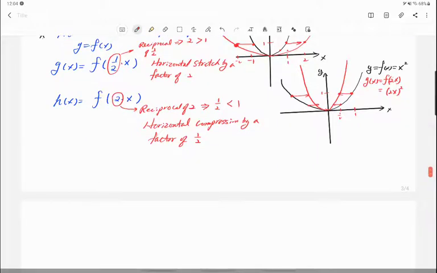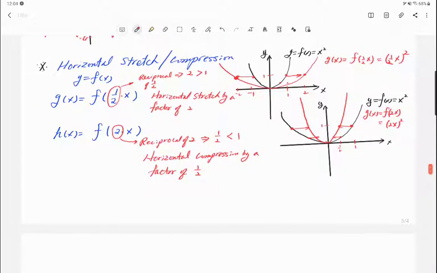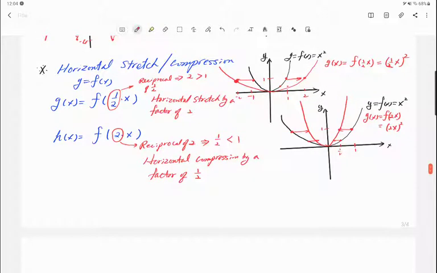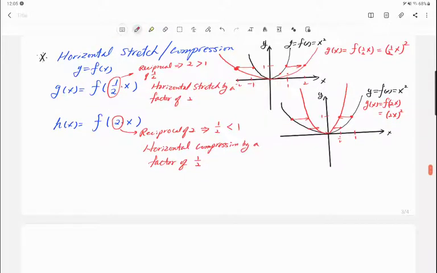So if x is multiplied by 2, it looks like x is increased horizontally, but no. The x is compressed by a factor of the reciprocal. If x is multiplied by 1/2, it looks like the x value is reduced, right? But actually it is a horizontal stretch by a factor of the reciprocal, which is 2. Okay, don't get confused. So let's try some examples.